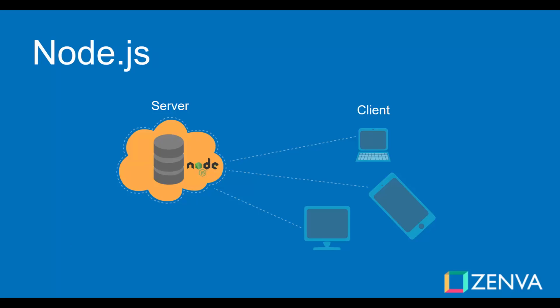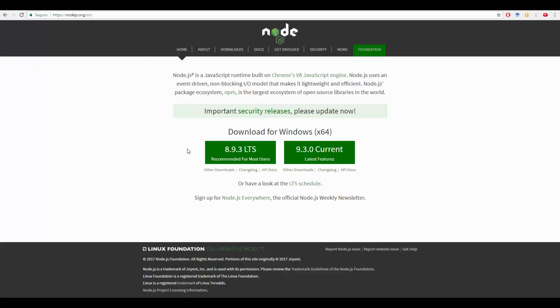Now let's install it. First, open the Node website like I've done here. And here you can download a version of the engine for your operating system. I'm using Windows, so I will download an installer for it. If you're using Linux or Mac, you can download a precompiled binary.